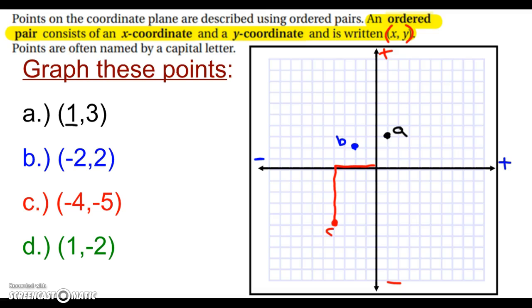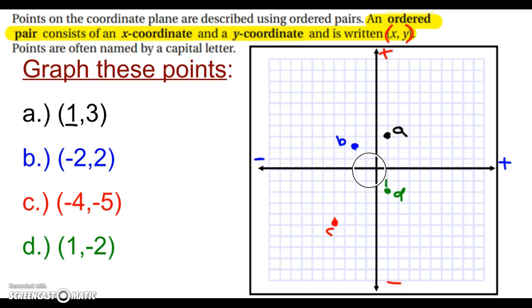That's point C. You can see we're getting into all these different quadrants now. And then letter D, over 1, down 2. Right there. Over 1, down 2.